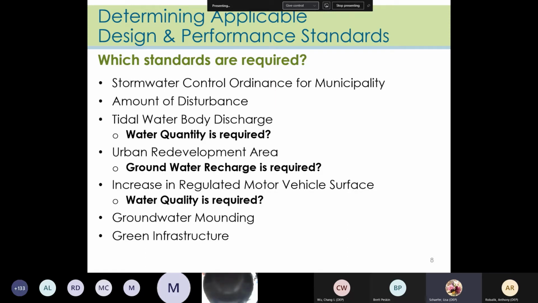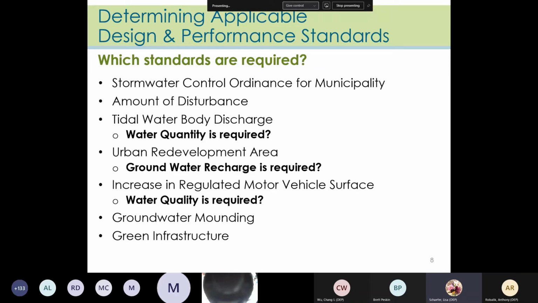Is there more than a quarter acre increase in regulated motor vehicle surface? Yes. So water quality is required. Now, is the site a previously developed area within an urban redevelopment area? No. So groundwater recharge is required. And lastly, if an infiltration BMP were proposed, we would obviously have to check the groundwater mounding analysis. But of course, both of the BMPs here are under drained, so the mounding analysis is not required.